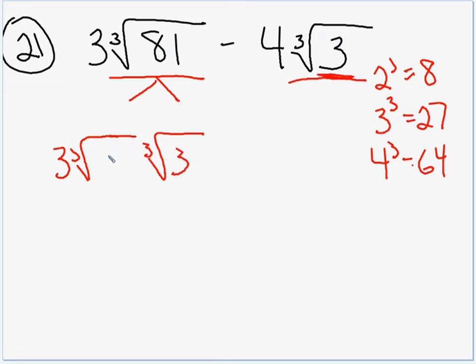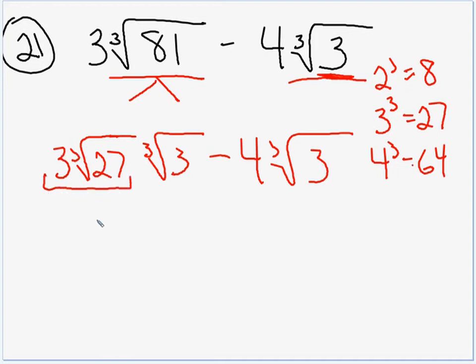So what times 3 is 81? Well, if you take your calculator and divide each of these into 81, you're going to see that's 27. So 3 cube roots of 27 times the cube root of 3, and then we got this other part of the problem. Don't forget that's a minus 4 cube root 3. We picked 27 because it is a perfect cube. The cube root of 27 is 3, and multiplying by the 3 that's in front, 3 times 3 is 9.